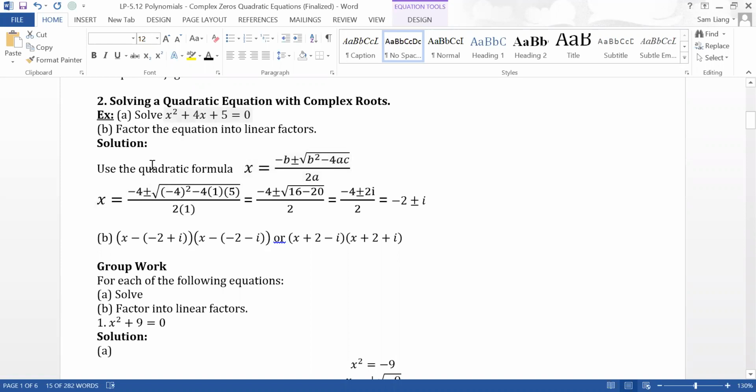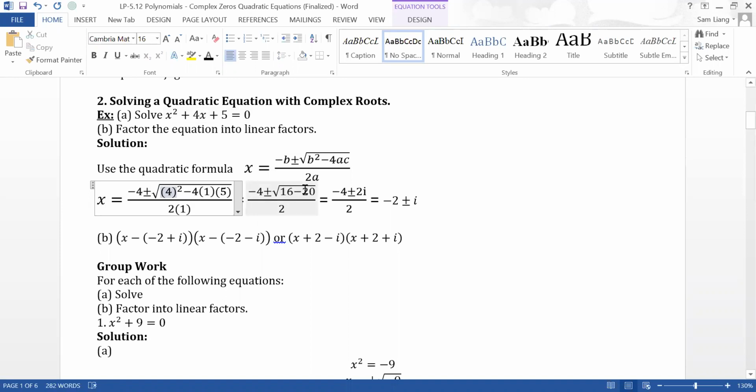And in this case, negative b is going to be negative 4 plus minus square root of b squared, which is going to be, oh, this should be positive 4. Yeah, so 4 squared as b. And then minus 4 times a, in this case 1, times c is 5. Yeah, so you get 16 minus 20 under the radical. So that'll be negative 4, right, under the radical.